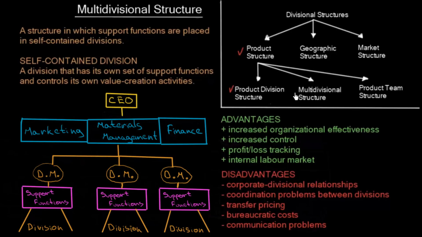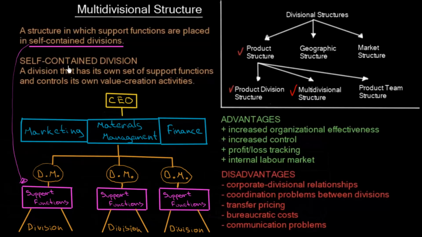Now we are going to talk about the multi-divisional structure. So let's see the definition. This is a structure in which support functions are placed in self-contained divisions. So the support functions are going to be placed in self-contained divisions, and we can see it right over here. So right now we have 1, 2, 3 divisions and the support functions are placed over here.